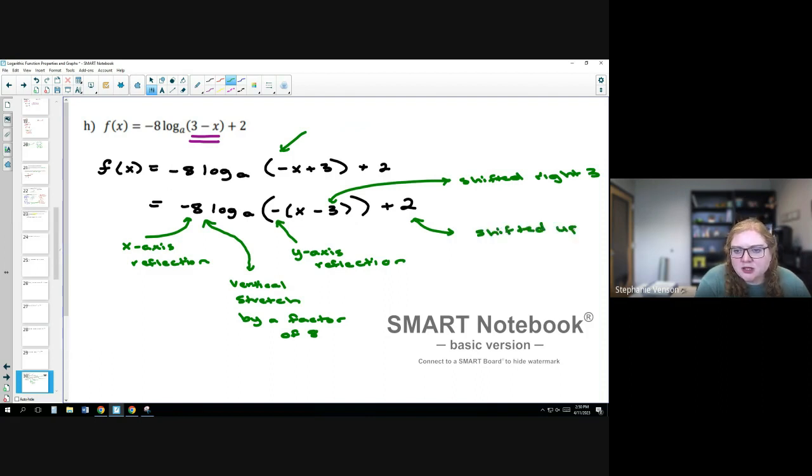So that's kind of a culmination of all the different transformations that we saw in parts A through G. We have an x-axis reflection, a y-axis reflection, a vertical stretch by a factor of 8, a shift to the right 3 units, and a shift up 2 units. As always, if you have any questions on that, shoot me an email, come see me in my office, stop me after class. But those are the different transformations that you could see when it comes to logarithmic functions.